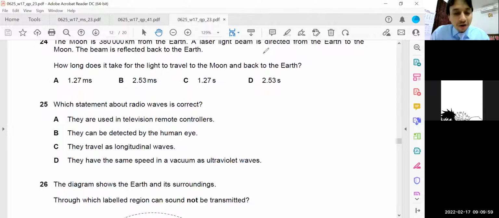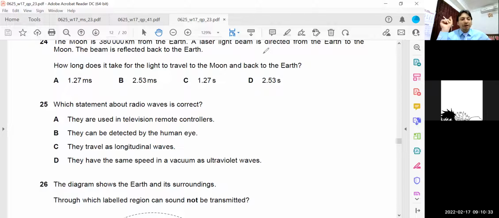Question number 25. Which statement about radio waves is correct? Radio waves are electromagnetic waves. They travel with the speed of light. Such information is not in the options. They are used in TV remote controls. If you have read carefully the electromagnetic spectrum's properties, you find, children, that for television remote controls infrared radiations are used, IR rays are used.